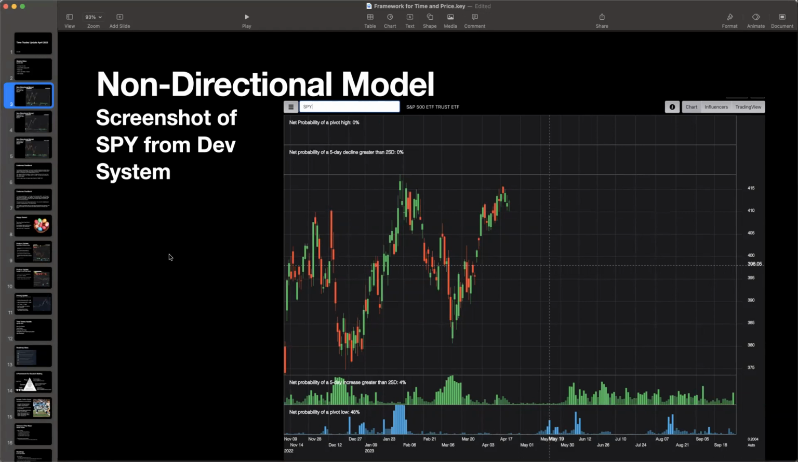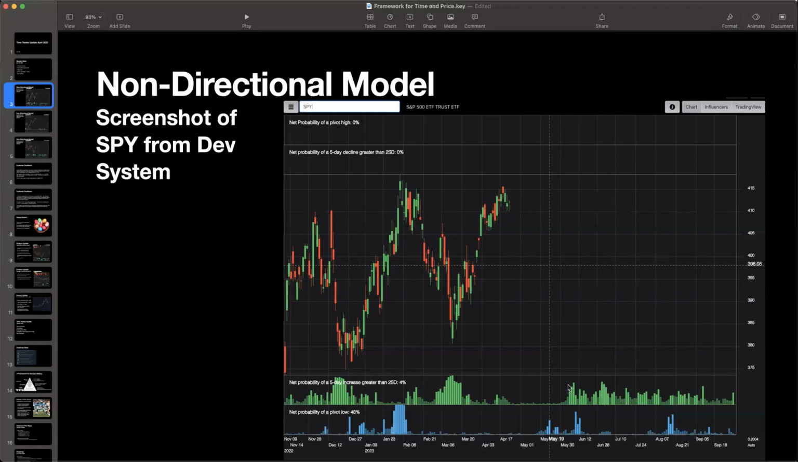What you're looking at here is a screenshot of a non-directional model of SPY, or the Spiders. Now, by non-directional model, what I mean is I'm not trying to forecast up or down. I'm just trying to forecast, is there going to be a 2 standard deviation move or not? Or is there going to be a pivot or not? And what you can see here is confirming what we see in the directional model. In this case, you can see the swim lanes at the top are empty because we're not using probabilities of a move up or move down.